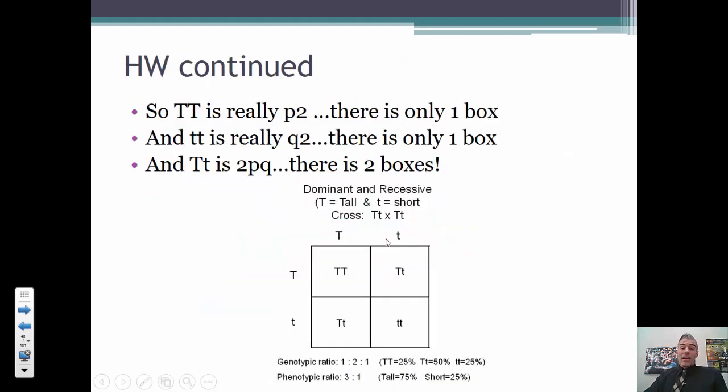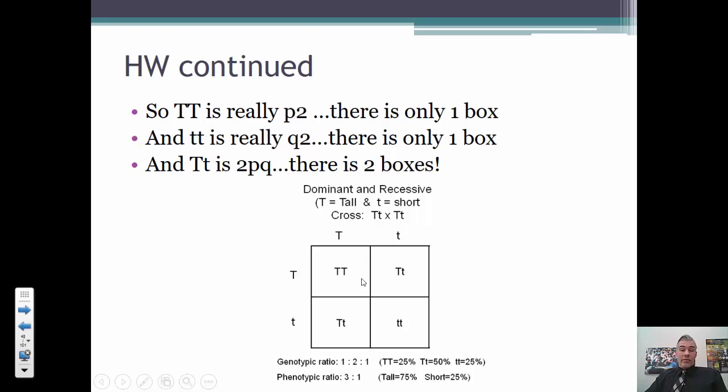So when you look at it, big T is actually called P squared, excuse me. It's P squared because P represents the dominant allele, and there's two of them, big T and big T. So that's the same as saying big T squared, or in this case, we're calling the dominant allele P squared. And there's only one box, so we don't put a subscript or a coefficient in front of it.